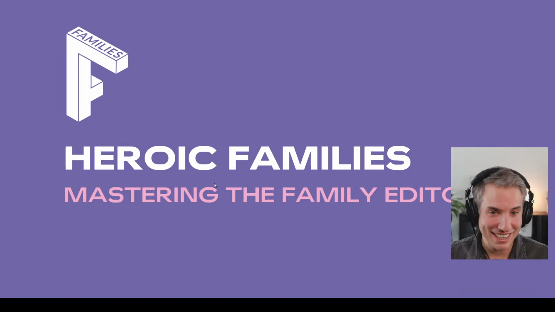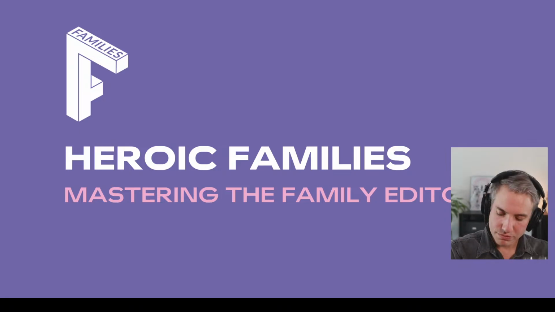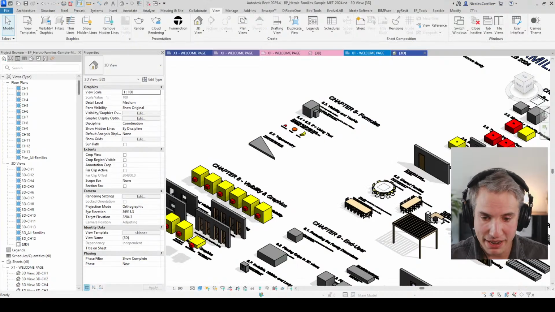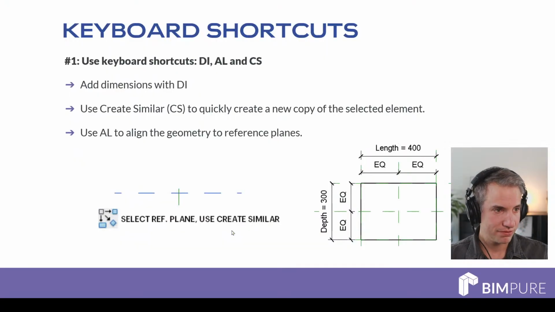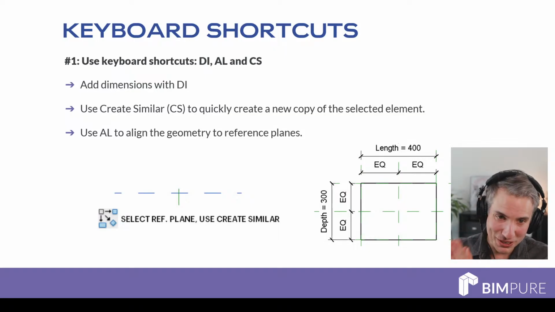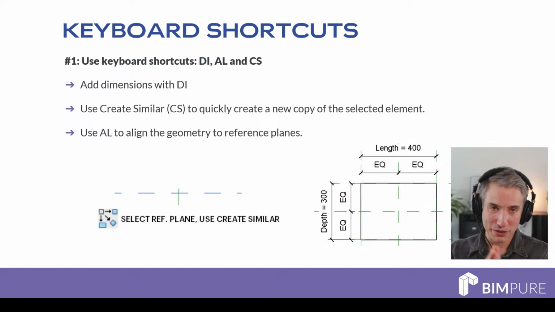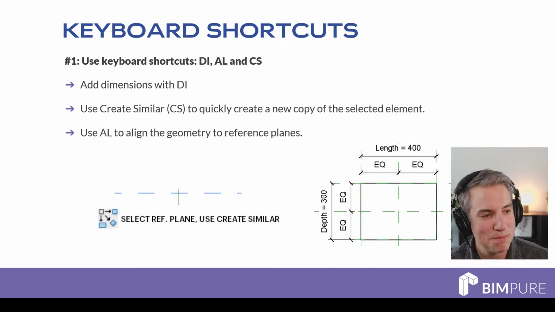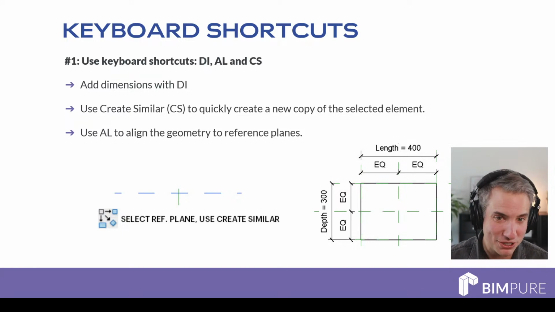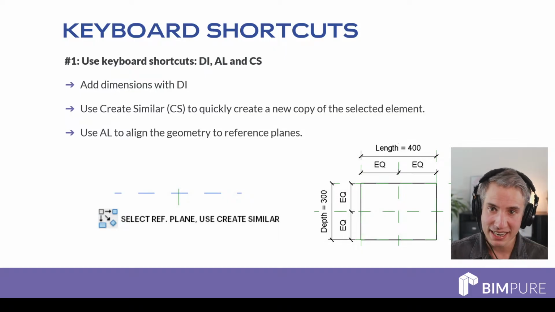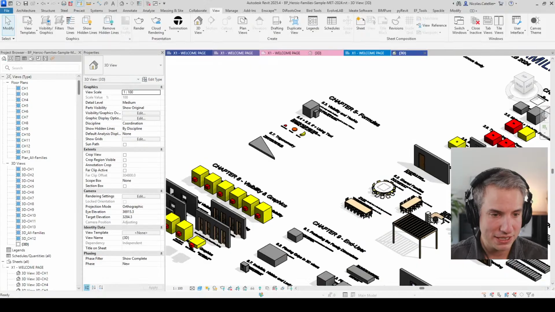Meanwhile, let's get going with the tips. The first tip that I want to share is related to the family editor, how to be efficient in the family editor. The first thing is I'm a huge fan of keyboard shortcuts. But you don't have to learn them all. You can apply the Pareto principle. 20% of the shortcuts are used 80% of the time, so don't bother learning them all. Inside of families, to me, it's DI, AL, and CS. I'll show you exactly what I mean by that.